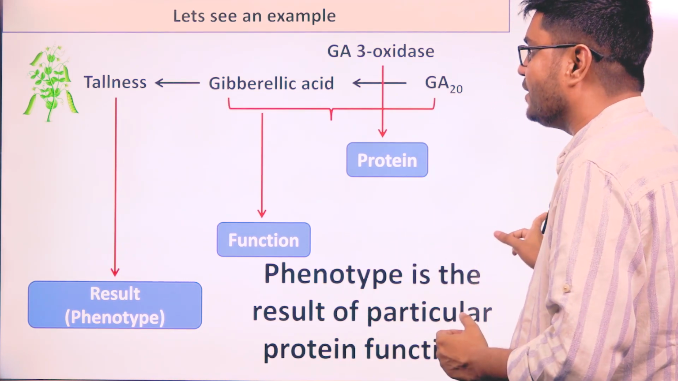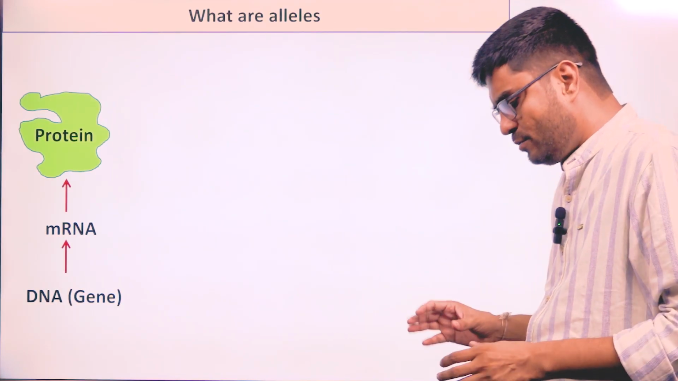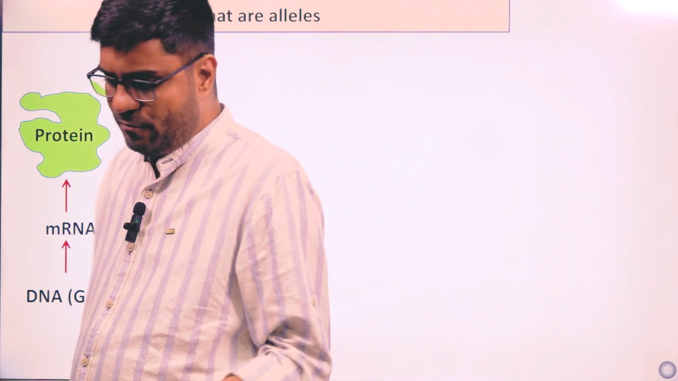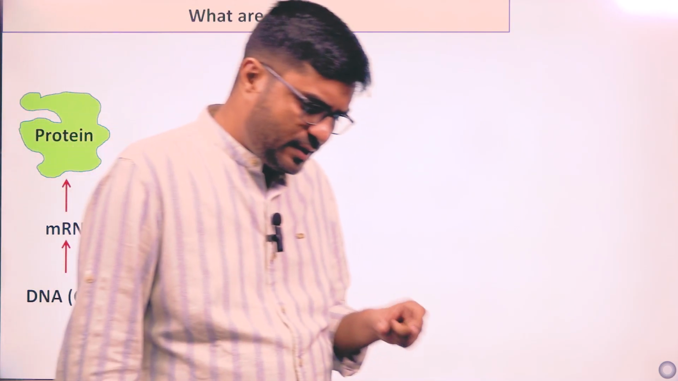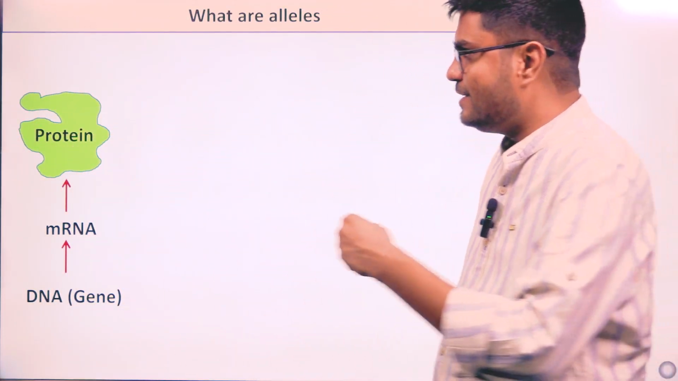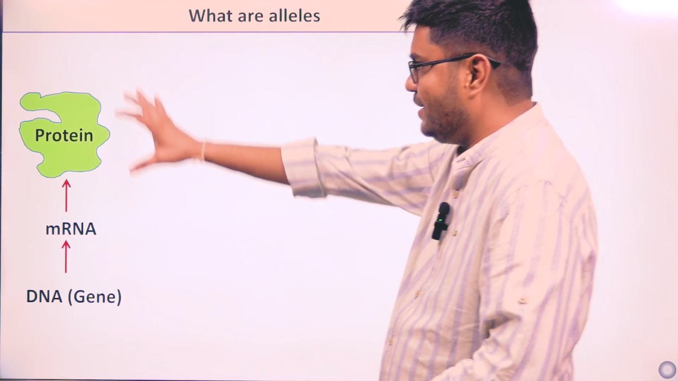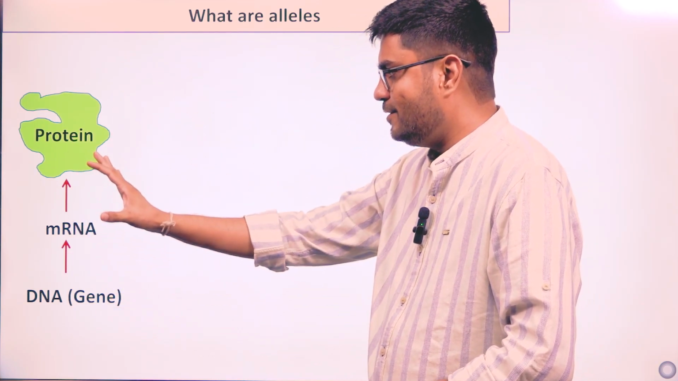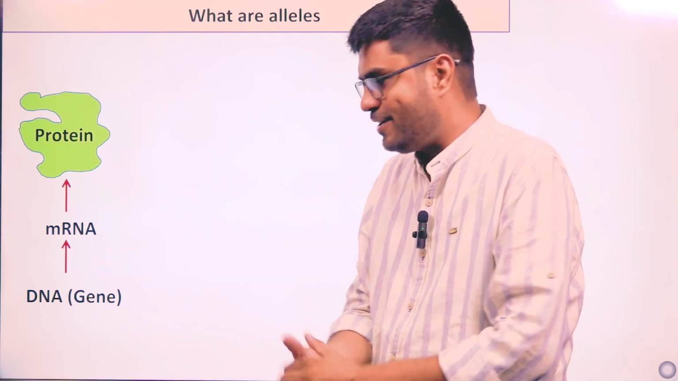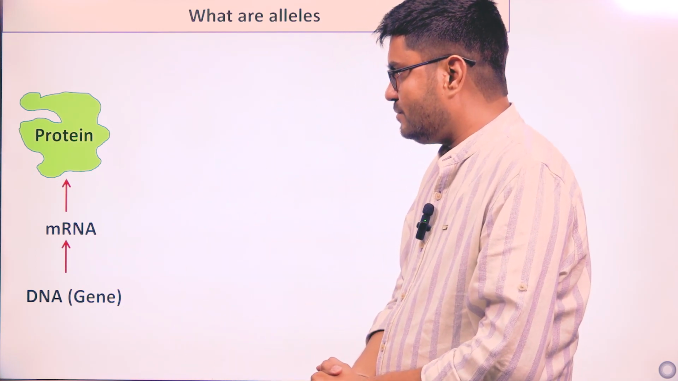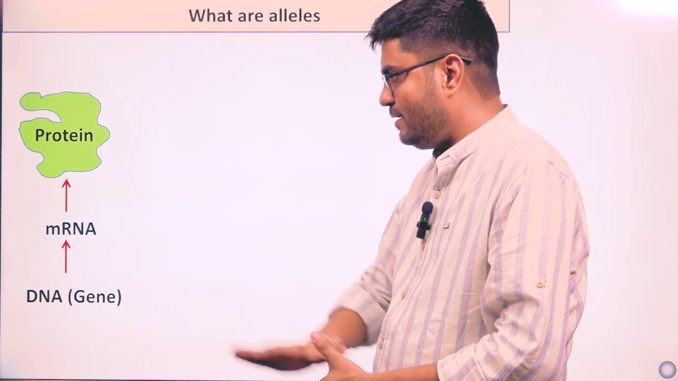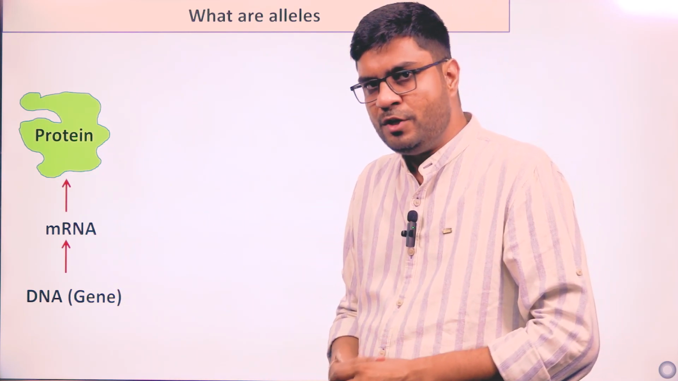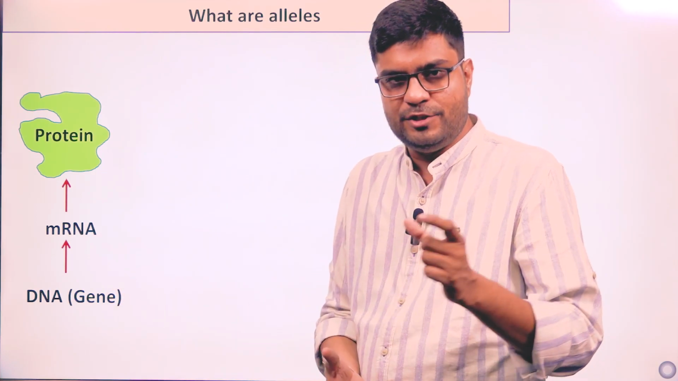Now we go to the next definition, and we try to understand what alleles are. Again, every time we are understanding a genetic concept, we'll bring protein into the picture, because we have to build the whole genetics around proteins and phenotypes. So proteins are coming from mRNA, and mRNA is being transcribed from genes. So my key here is the gene.